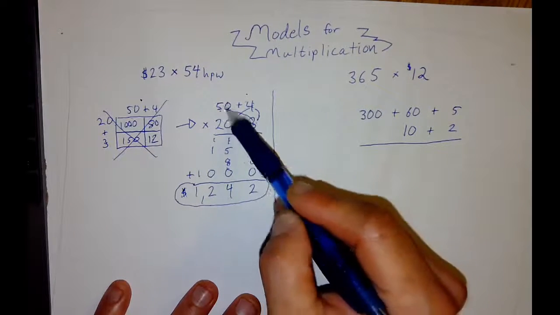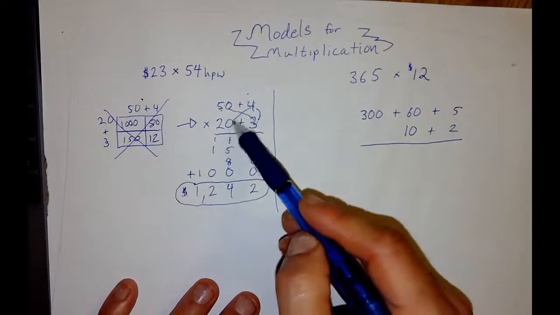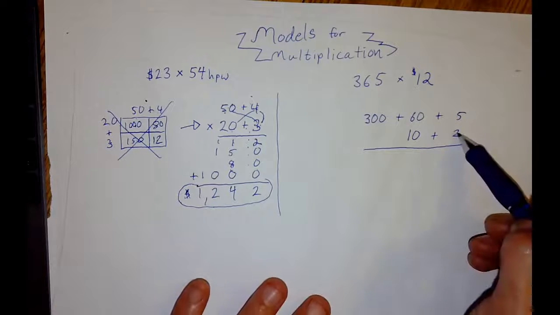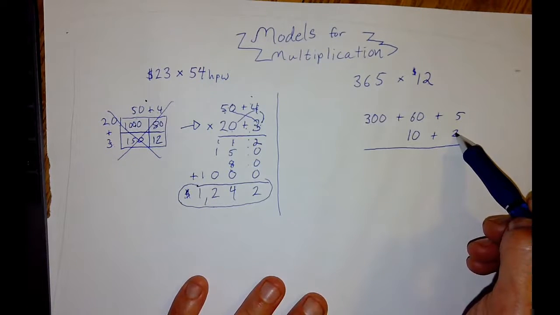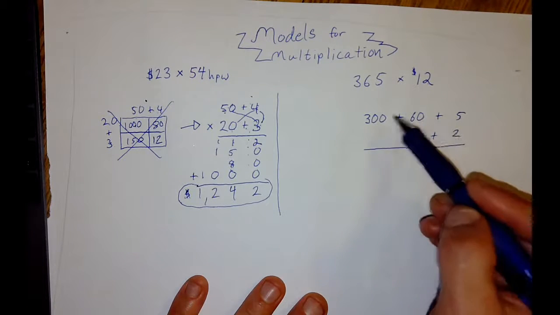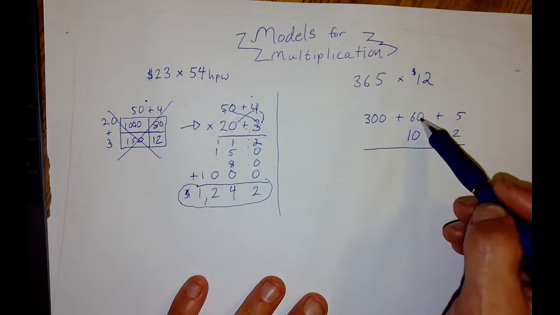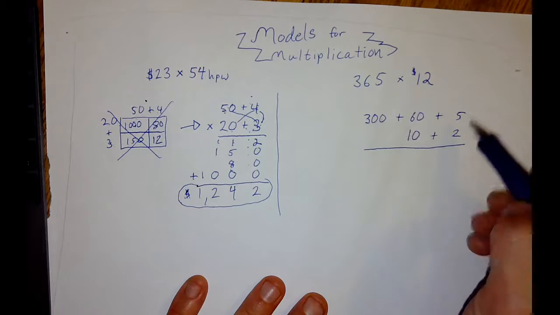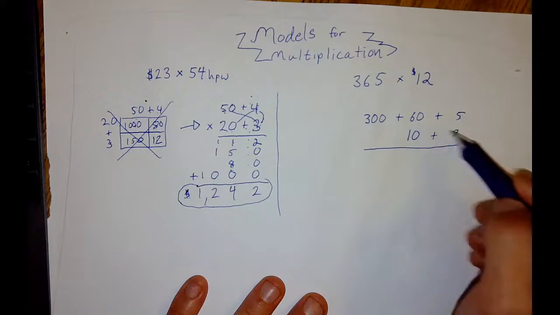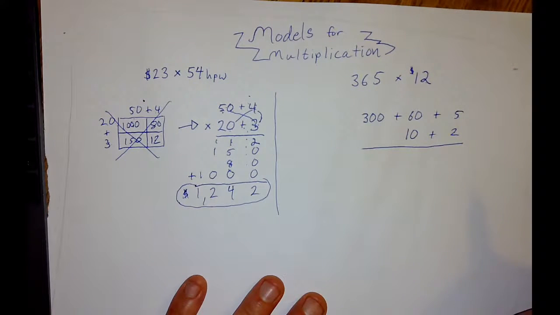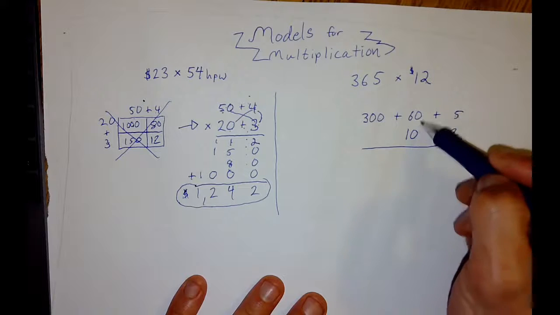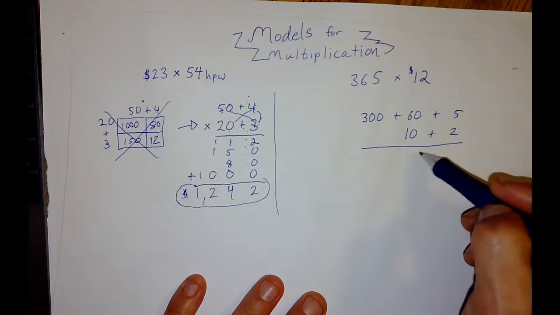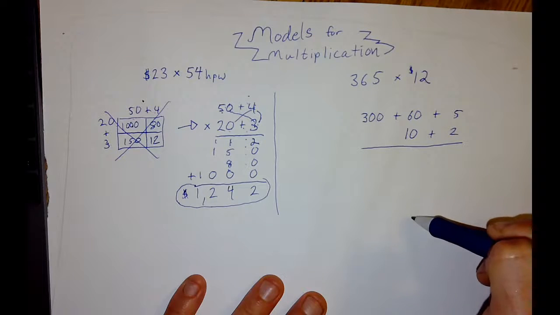20 times 4, 20 times 50. So noticing that pattern and thinking logically to extend it here, take each factor that is decomposed and you're going to need to multiply it times all the others. But this time we're going to have 3 instead of 2 decomposed factors. 1, 2, 3. So we'll have 2 times 5, 2 times 60, 2 times 300. 10 times 5, 10 times 60, 10 times 300. Okay? That's going to ensure that you have all the partial products that you need.